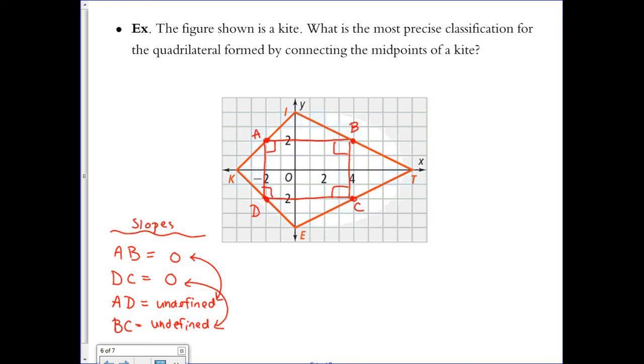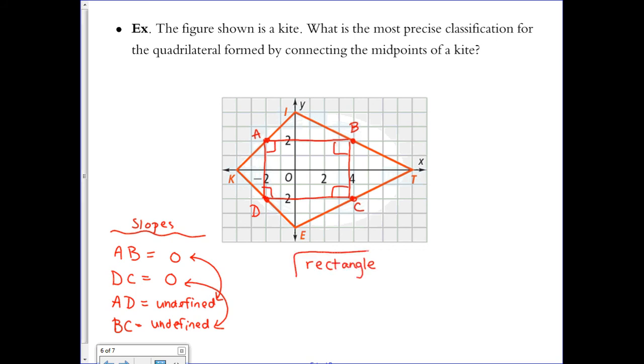Rectangles don't have 4 sides that are all the same length or anything else going on about the sides, other than the fact that it's a parallelogram. I used slopes to prove that it's a parallelogram also, so the 0 and the 0 show that I have parallel sides across from each other, and the undefined and the undefined show that I have parallel sides across from each other. I know it's a parallelogram, I know it has 4 90-degree angles, therefore I know it's a rectangle. It's the most specific classification.